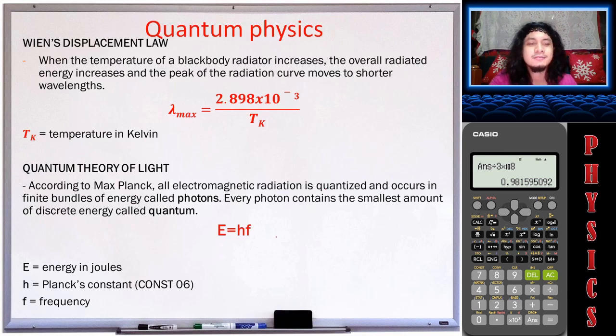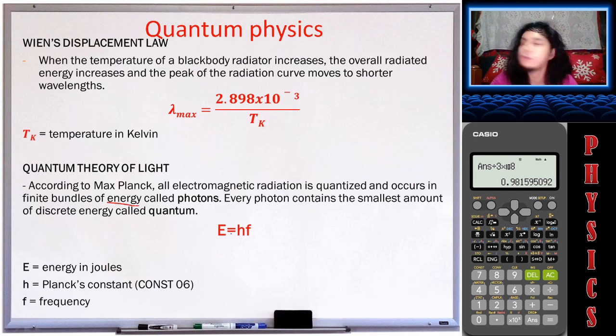Next, we have the quantum theory of light. According to Max Planck, all electromagnetic radiation is quantized and occurs in finite bundles of energy called photons. Every photon contains the smallest amount of discrete energy called quantum. And the formula according to Max Planck: sabi natin si light daw ay energy. Energy is equal to hf.